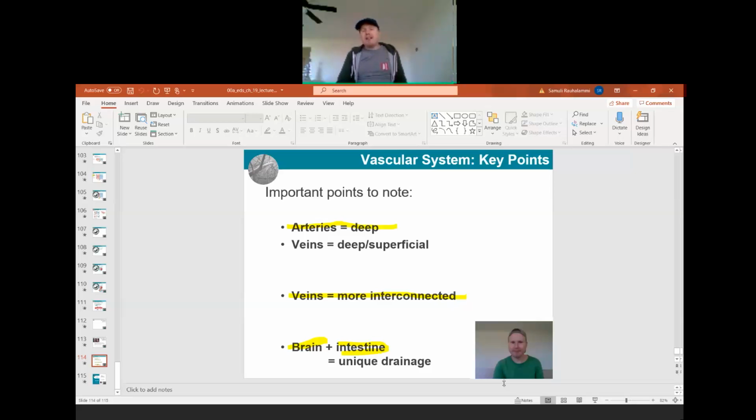The fancy word for that is anastomosis. So we have multiple ways to take the blood back. And then with the brain, remember there was a unique drainage system for the blood from the brain. And with intestines, remember that it is the liver where most of the blood goes immediately from the digestive system, and where blood kind of gets filtered. That's because that's where we store the energy.